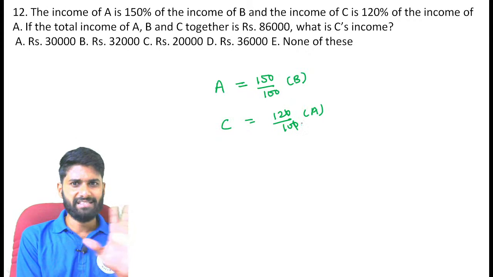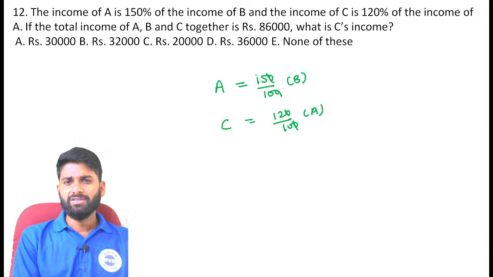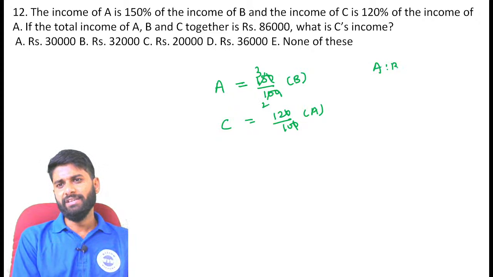Now, first of all, I just cancel that term. So again, 3 is to 2. Now see, A is to B is equal to 3 is to 2. Again, this is 6 times and this is 5 times. Again, C is to A. The ratio becomes exactly equal to 6 is to 5.